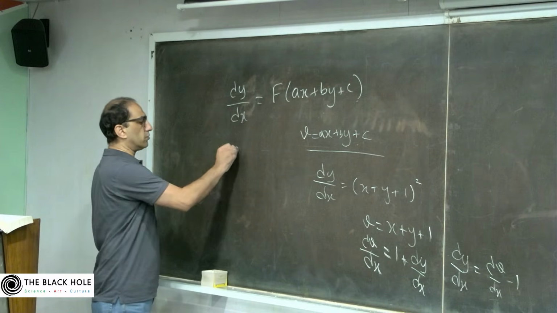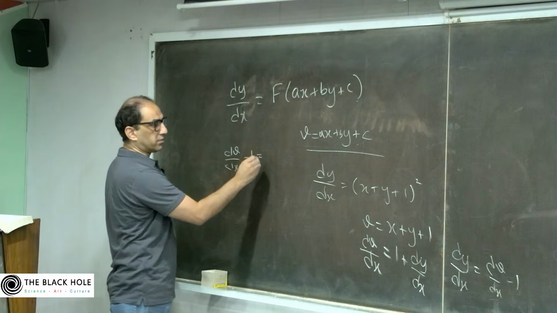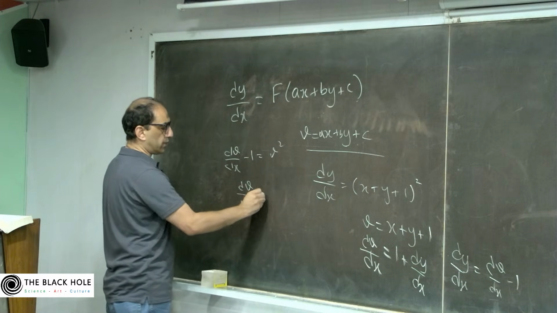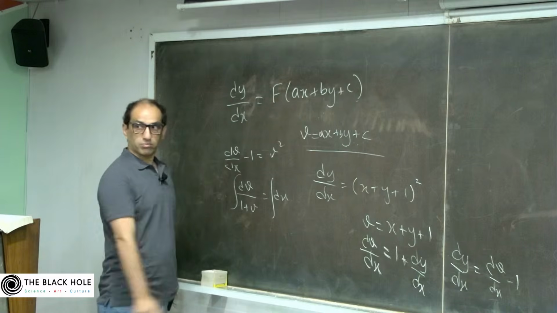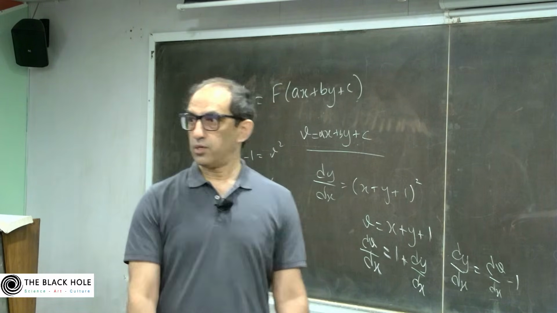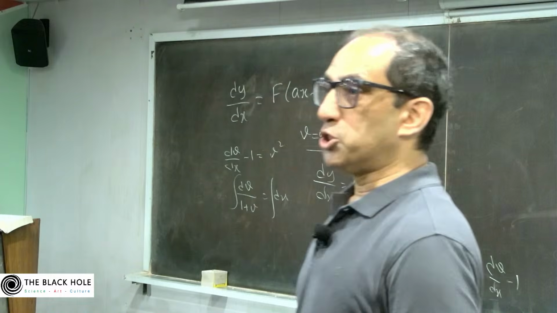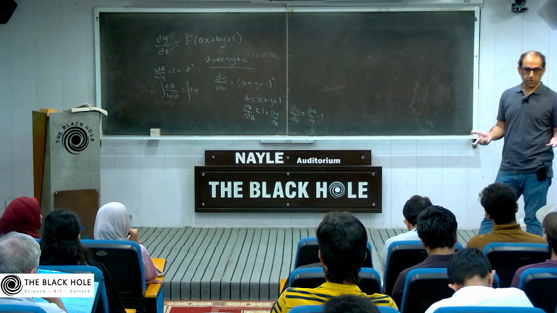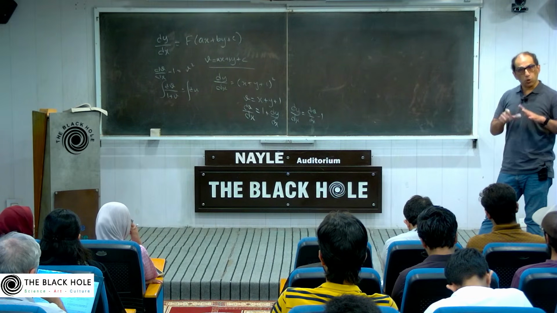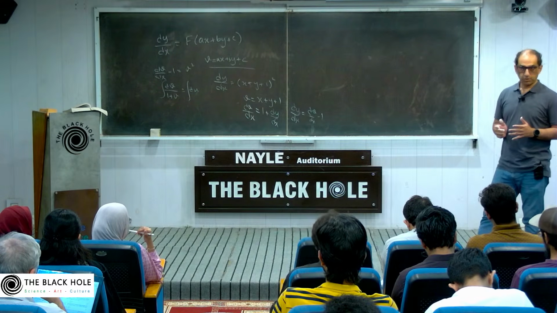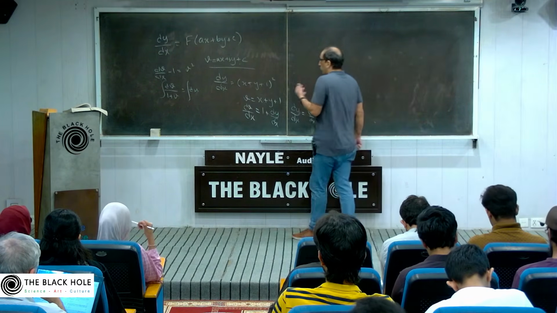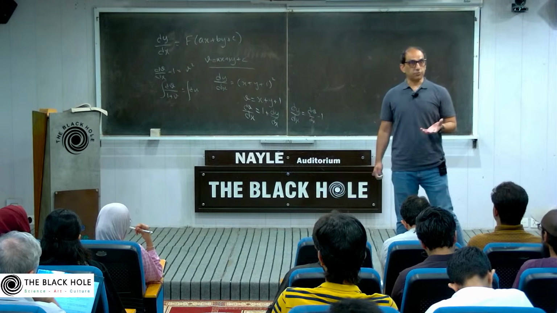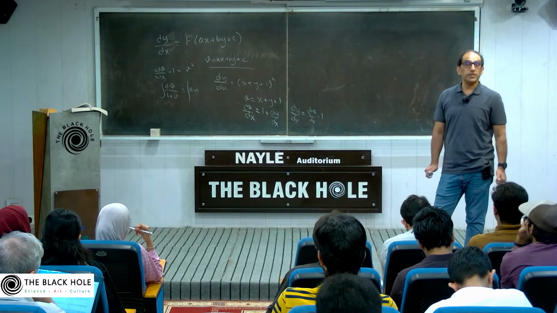So this is dv over dx minus 1 is equal to v squared, dv over 1 plus v squared is equal to dx, and the matter is resolved. So everywhere you eventually reduce your system into a set of equations which you can easily integrate. That is the whole idea of method of substitution. But you should also see that these are all nonlinear equations. So these substitutions reduce your nonlinear equations into linear equations.